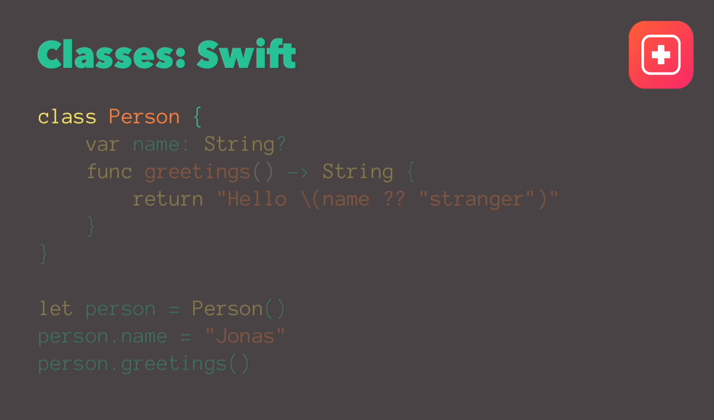Classes. So let's define a class, person. This person has a name, an optional string, and it also has a greetings method that returns a string. The body of this function is hello, name, or stranger. If you know this double question mark, if name is nil, then we'll use stranger. If name is not nil, then we'll use this. And then you can simply call your class. Create a person, here without the new keyword, set a name, and then call the greetings method.